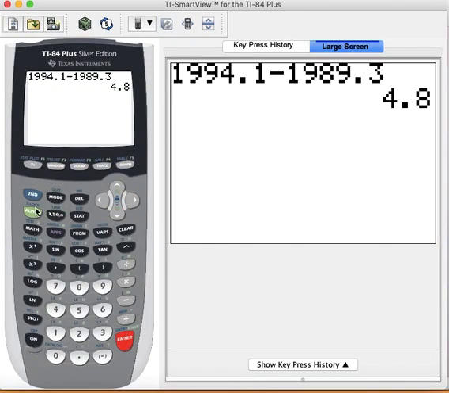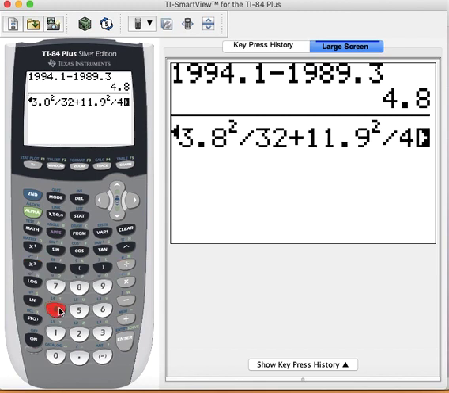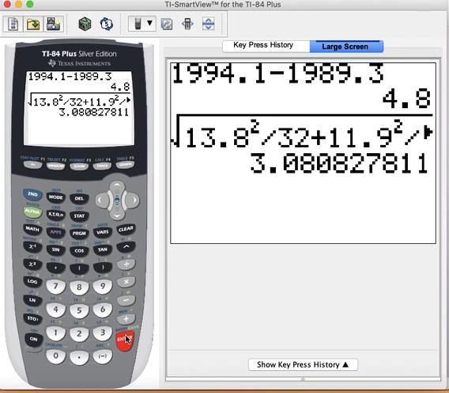So it takes a little longer for me to push the buttons on my calculator emulator here. I'm sorry about that. So I'm going to take the 13.8. I'm going to square that, and I'm going to divide that by 32. And then to that, I'm going to add the 11.9. And I need to square that, and we'll divide that by 40. So our standard deviation, I'm going to call it 3.08 years.